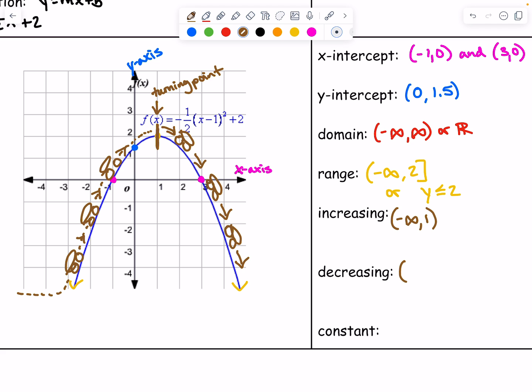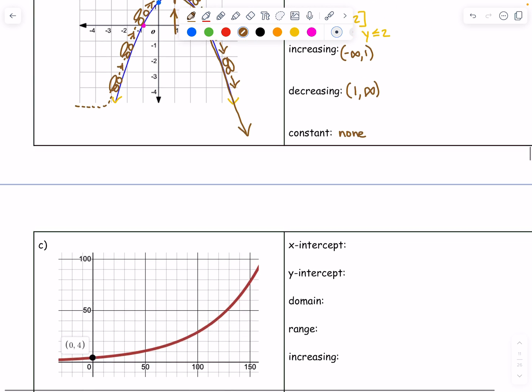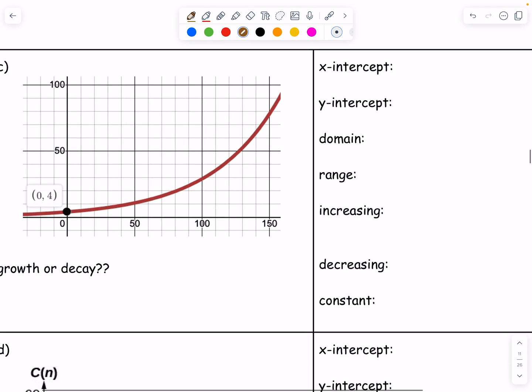So it's going to decrease from 1 for x, because that's where it starts to decrease. And then it's going to decrease forever to the right. So all the way to infinity. And that would be it for that one. And then there are no constant intervals again, because there's no flat parts of the graph where it's neither increasing or decreasing. So we would just write none. All right, let's look at 2 more examples.